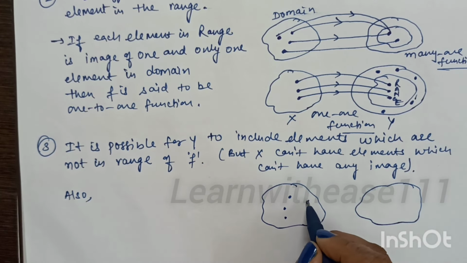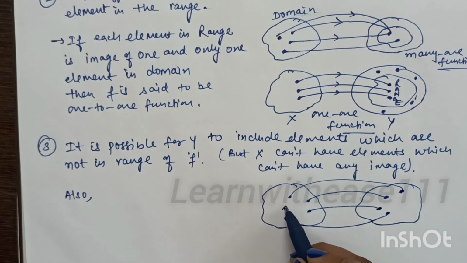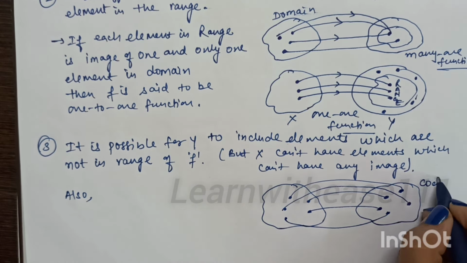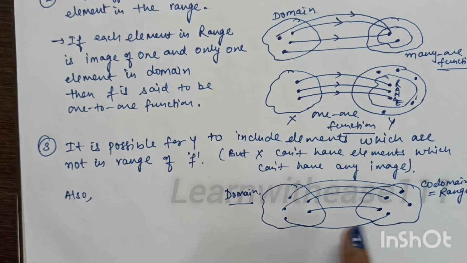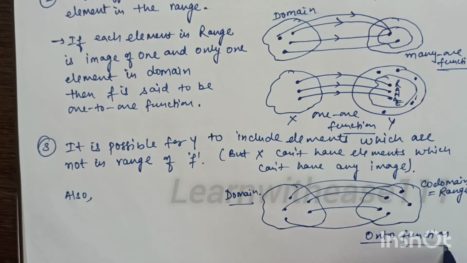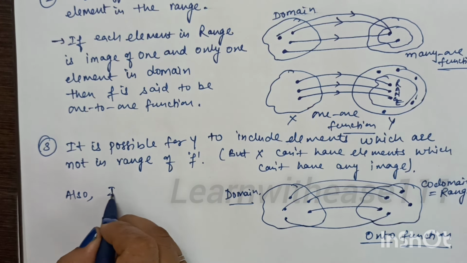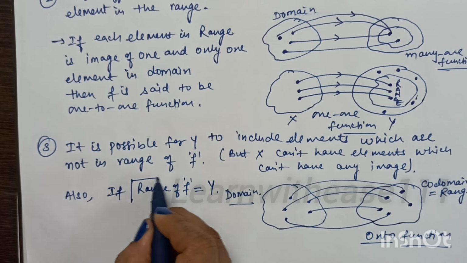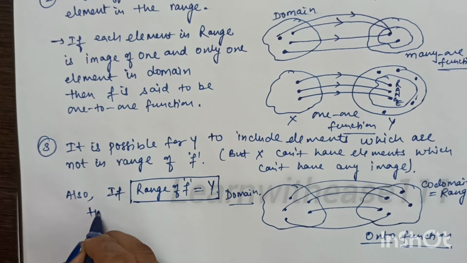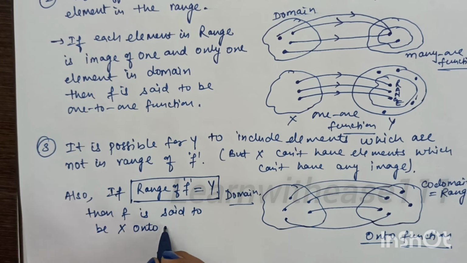X can't have elements which can't have any image. So this also you need to remember. There cannot be any left out element in X, right? So I am also giving you the criteria of negation statement also. There can be a left out element in Y, but there can't be a left out element in X. This is also a rule. So when there is no left out element in Y, codomain is equal to range. In that case, the function will be called an onto function.